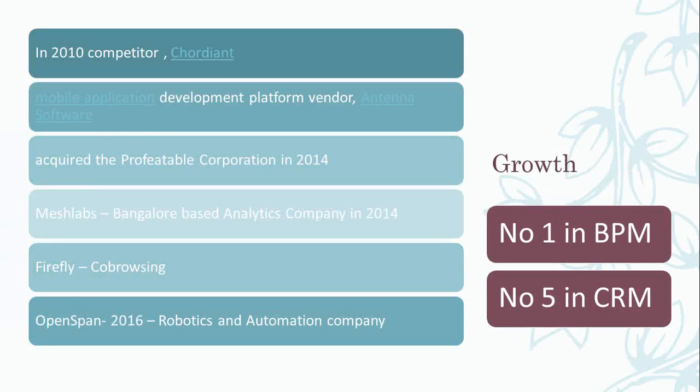Okay, they have acquired many companies to support many of their products. For mobile, they have acquired Antenna. For analytics, they have acquired two companies, Profitable and Mass Labs. And there is a concept called co-browsing.